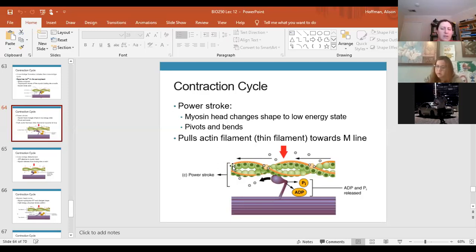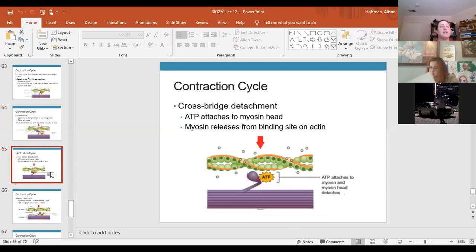The other thing that happens during the power stroke is that they release the waste products of energy use. So ADP and inorganic phosphate are released, and that changes the binding of the myosin to the actin so that then we have cross-bridge detachment. Then a new ATP can bind, and that changes it so we have cross-bridge detachment. And the nice thing about letting go is that then we can do it again, right?